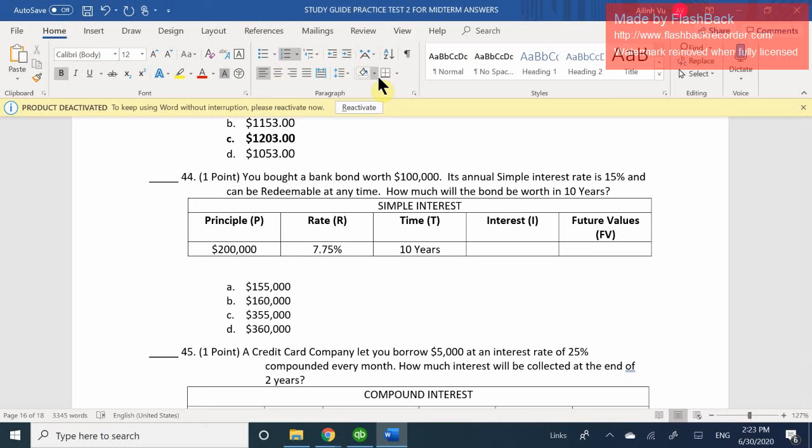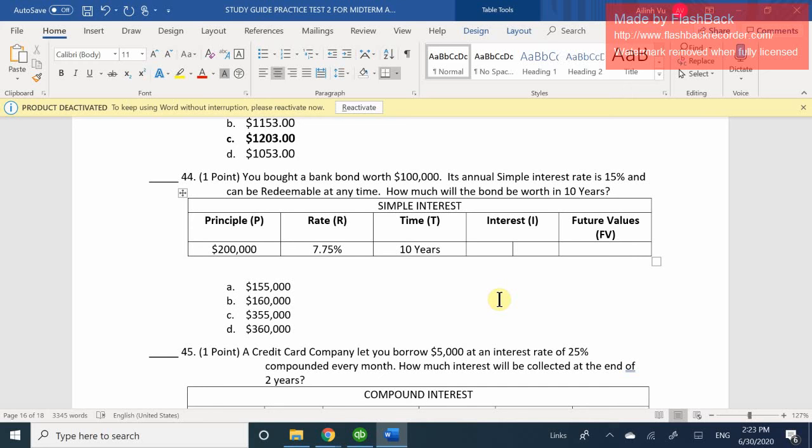Okay, so I have the table filled out for you already. So how do we solve for the following equations? First off, let's recognize, what is the question asking at hand? Is it asking for the interest that you're going to collect, or is it asking you what the future value will be? Future value. Good. Okay, how much will it be worth in 10 years? So, okay. Now, in order to solve for future value, you need to solve for the interest first. So, how do you solve for the interest?